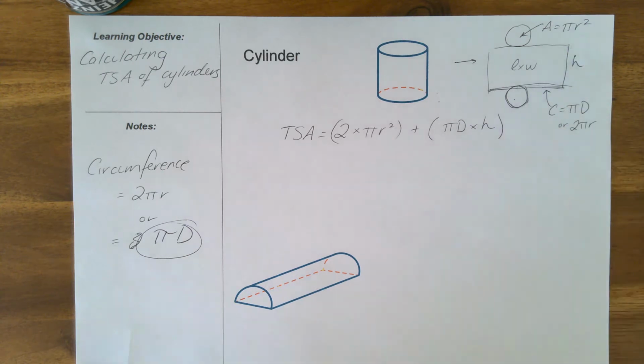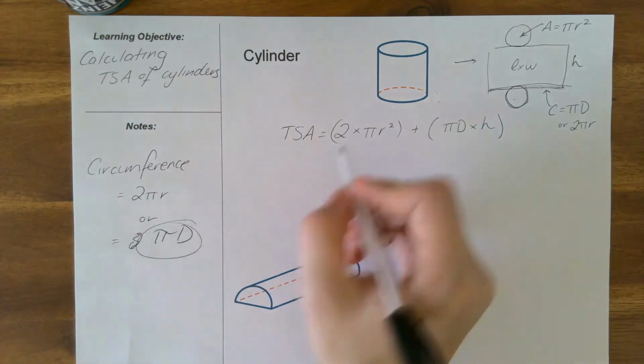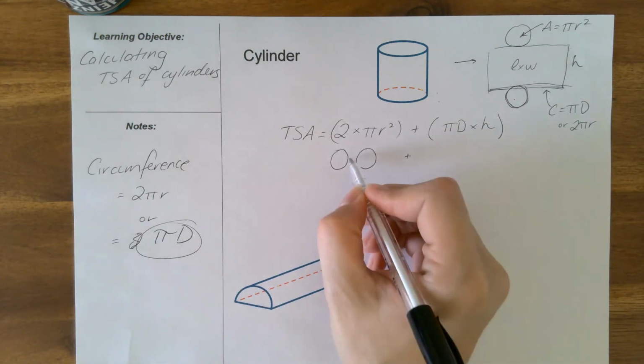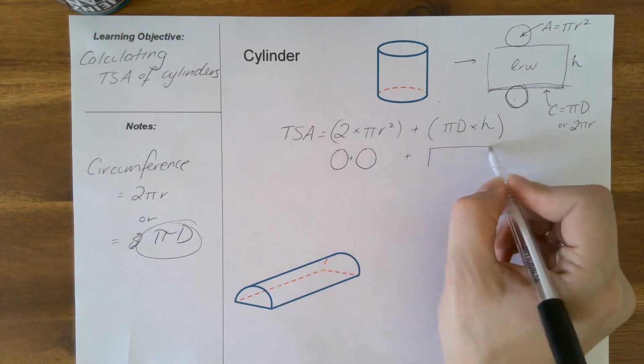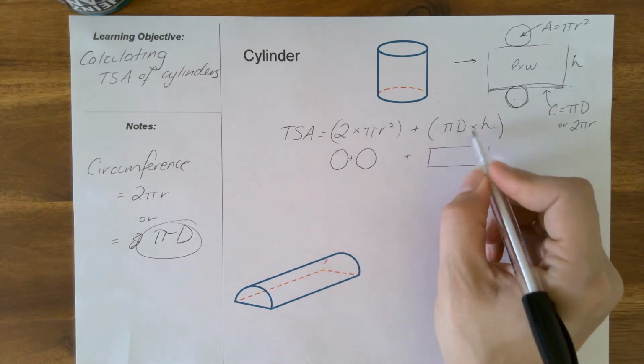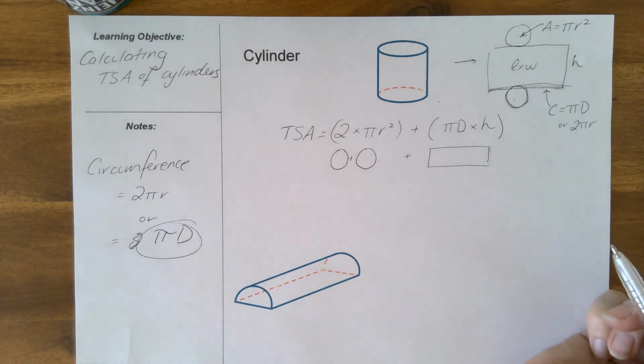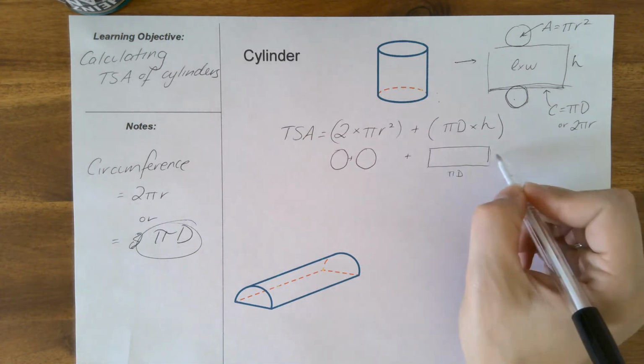So even though that looks quite confusing, what this is doing is saying I've got two of these circles and I am adding in that rectangle label that goes all the way around the circle, pi d, multiplied by height. Pi d here and height here.